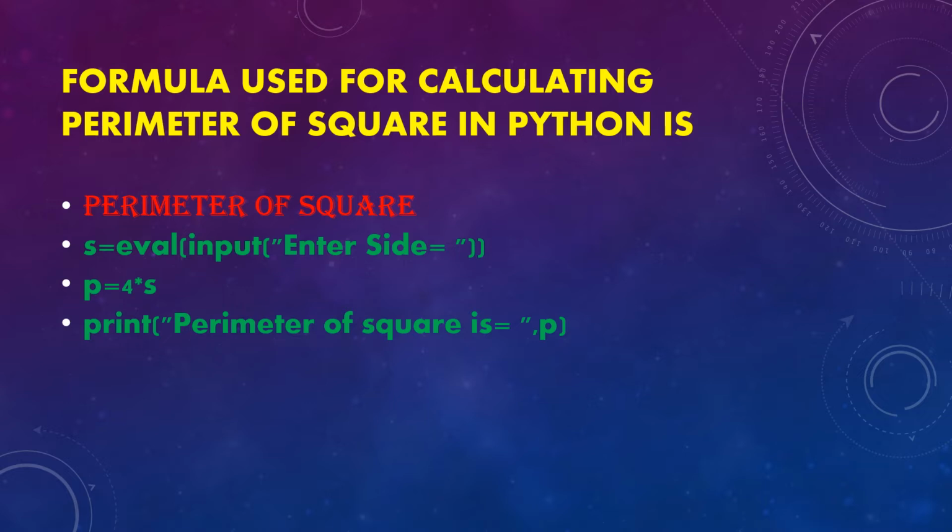Perimeter of square. S is equal to eval(input("Enter side")), both brackets complete. P is equal to 4 into S. Print("Perimeter of square is =", P).